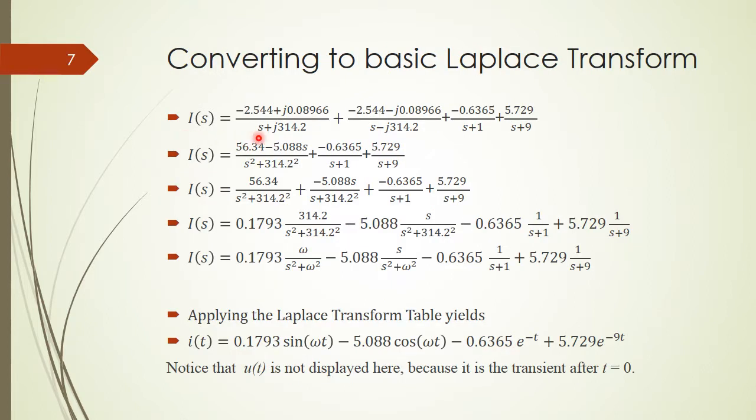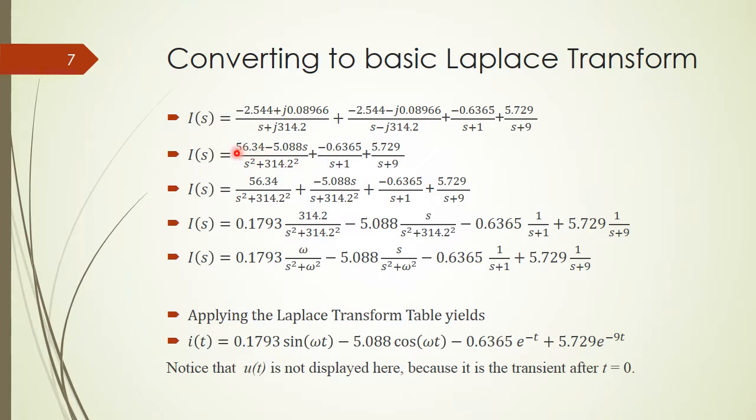After finding A, B, C, D, I write it down like this, and you can use the Laplace transformation table already, but what I want to do is get rid of this complex constant. So I merge them together, and we see that when we merge them together, the term s squared plus 314.2 squared, or omega squared, appears here.